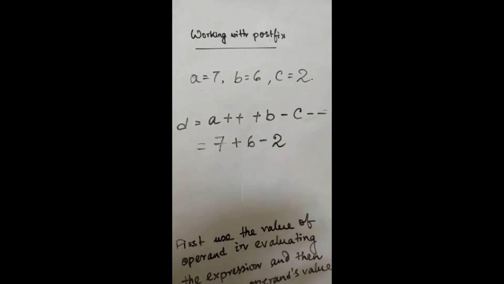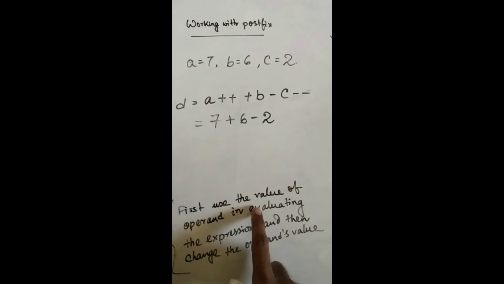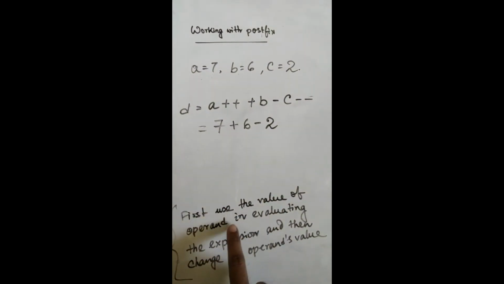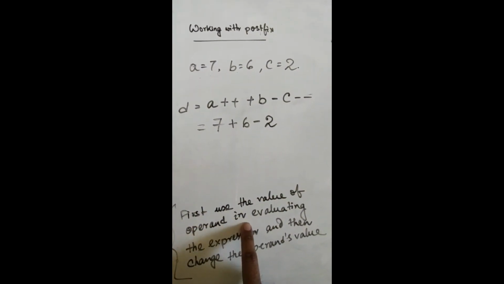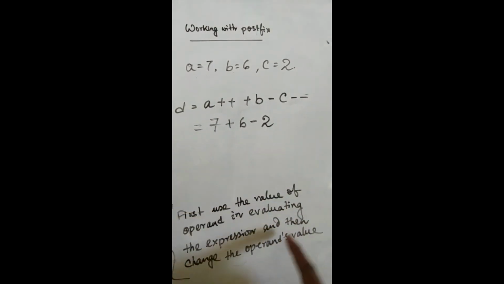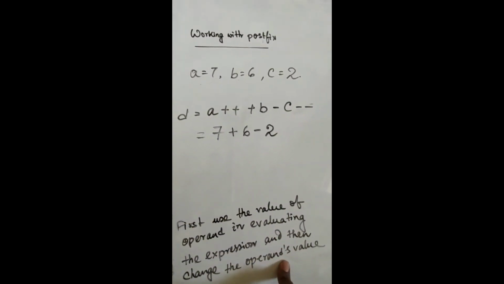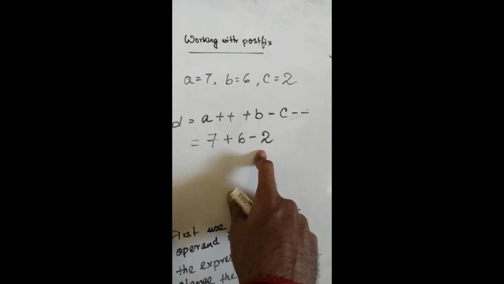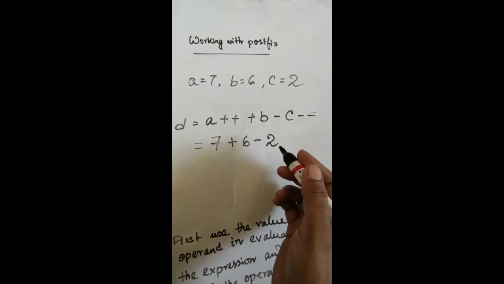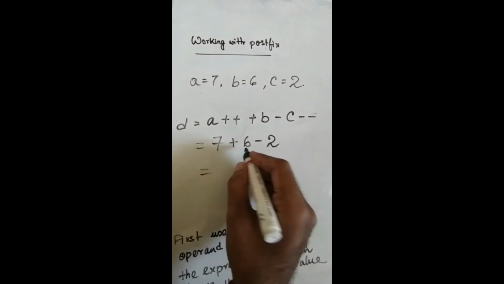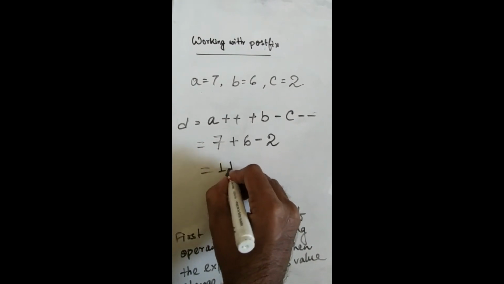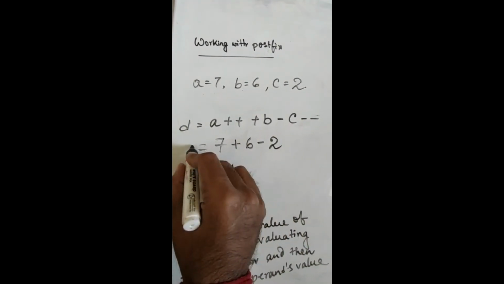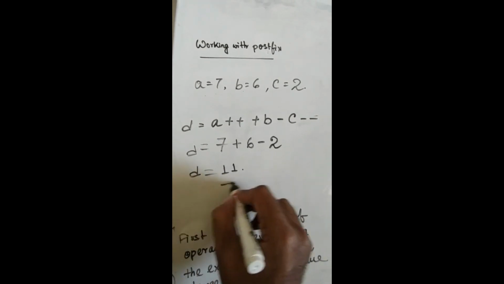In case of postfix version, remember that whatever the value, we will first use the value of the operand for evaluating the expression, and after that we change the operand's value. So after putting the value here, the value of c becomes 1. Now we can calculate it: it's 11. The value of d is equal to 11. This is our answer.